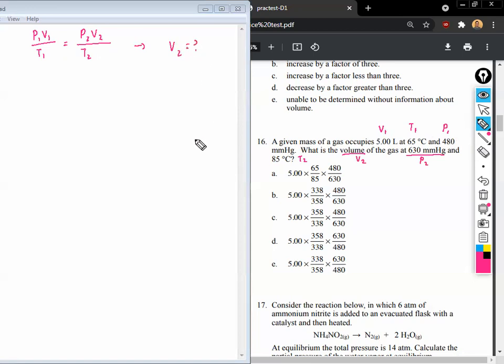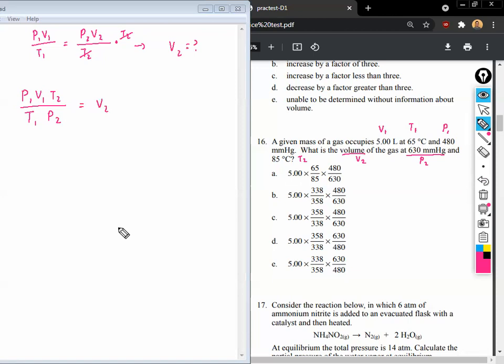Okay, so what we're going to do, if you take a look at it, it looks like they're just rearranging all these things. So I'm going to rearrange this equation. I can multiply by T2 on both sides. If I multiply by T2, that means I'll have P1, V1, T2 on the top, right? And then I'm going to divide by P2 so that V2 is isolated. So on the bottom of the fraction, we'll have T1 and we'll have P2. Okay, and that's going to equal V2. Any questions about how we rearrange this?